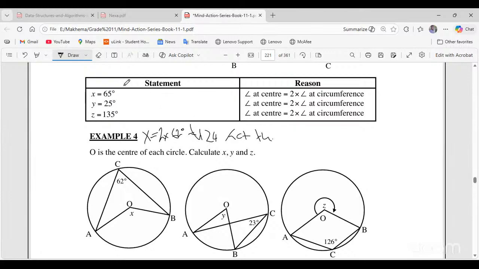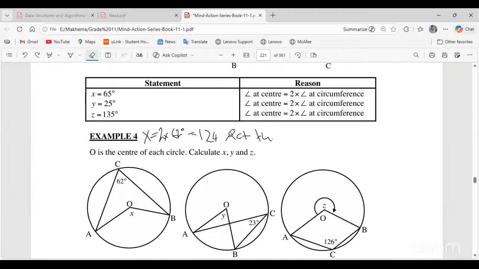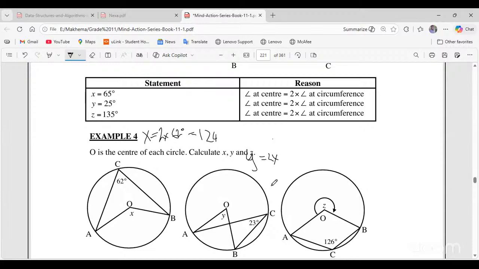Angle at the center. Oh, this is the reason. There's no need for me to write this reason here, but I tell you guys, you will have to write that reason in your answer sheet. Angle at the center is 2 times angle at the circumference. That is the reason. We come to this one. Angle at the center, which is y, is equal to 2 times angle at the circumference, which is 2 times 23. Therefore, it will be equal to 46 degrees, guys.